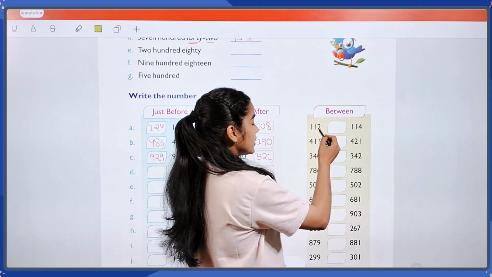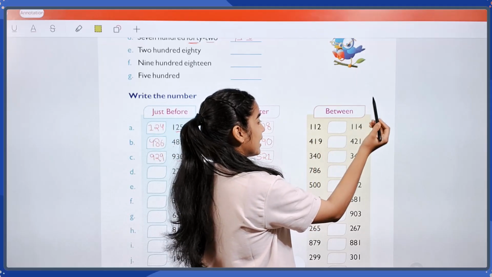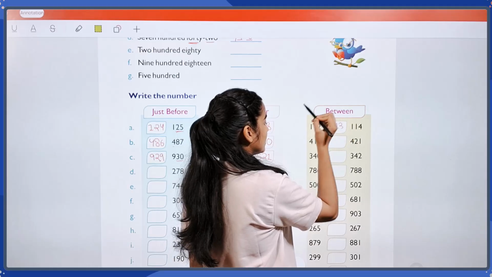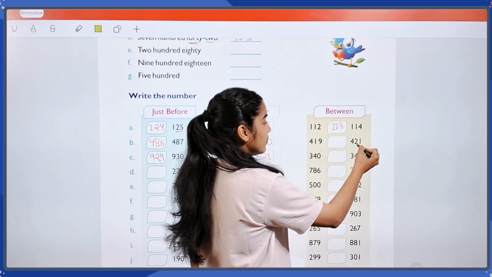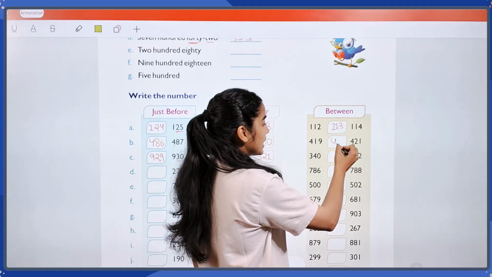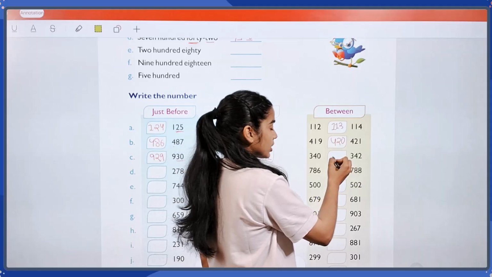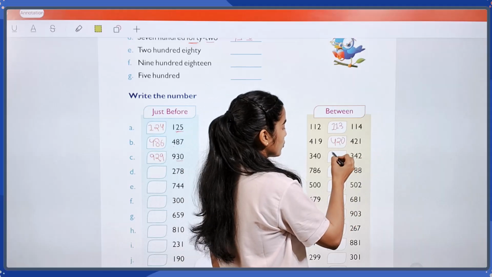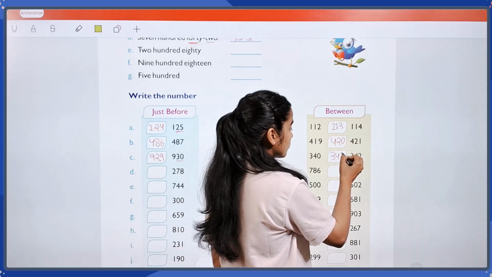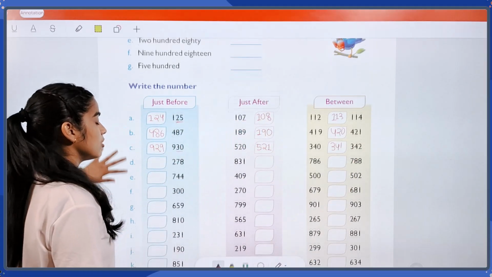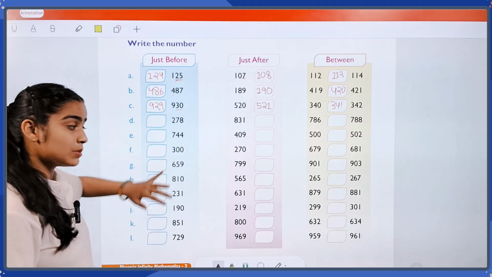Now 112, 113 and 114, which means we write here 113. 419, 421, so we write here 420. 340, 341, 342, which means we have to write here 341. So now what you have to do, you have to solve the rest of the questions similarly as I do.